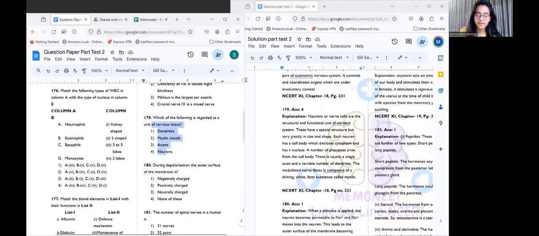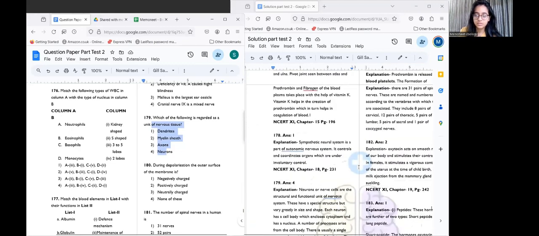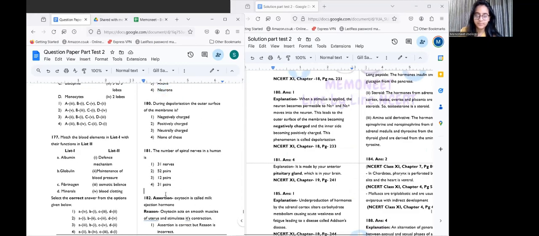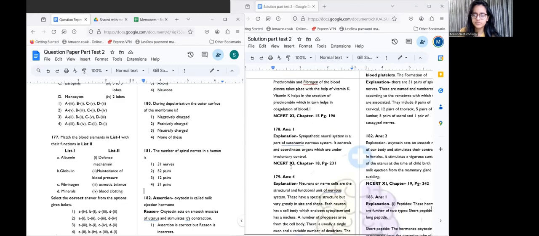In 181, the number of spinal nerves in a human is what? The answer for this question is answer number 4, which is that there are 31 pairs of spinal nerves in a human. How do we know there are 31 pairs of spinal nerves?